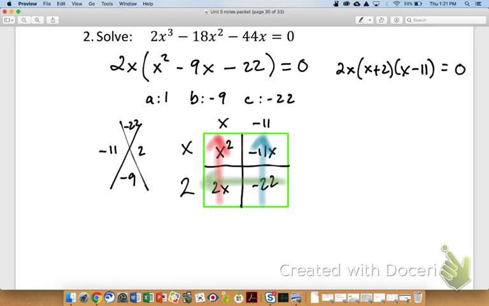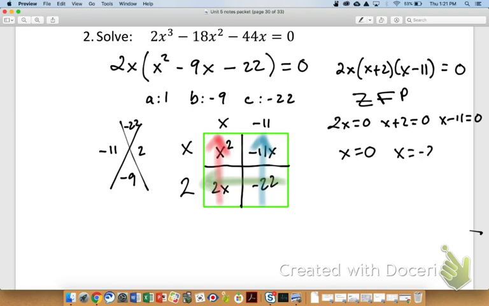Once I have fully factored it, what property do I use? The zero factor property, ZFP, right? Zero factor property. 2x equals 0. X plus 2 equals 0. X minus 11 equals 0. So your final answers will be 0, negative 2, and 11. Then I solve it. 3 answers.